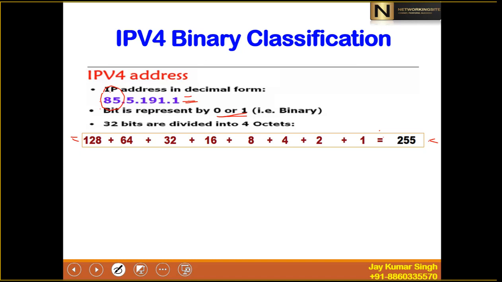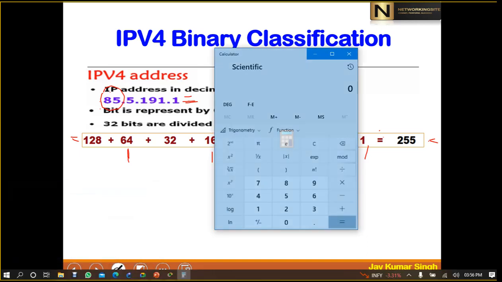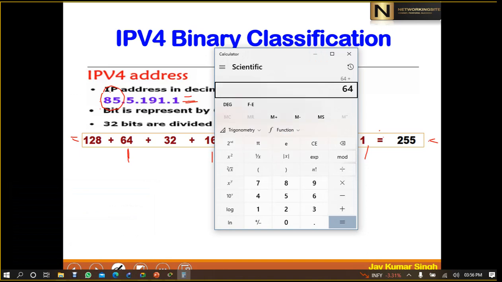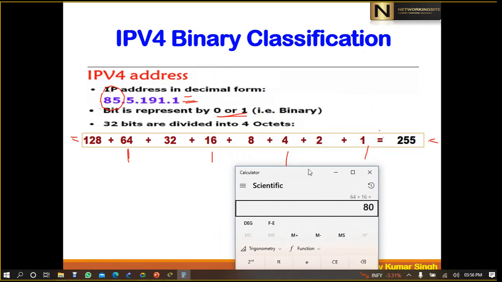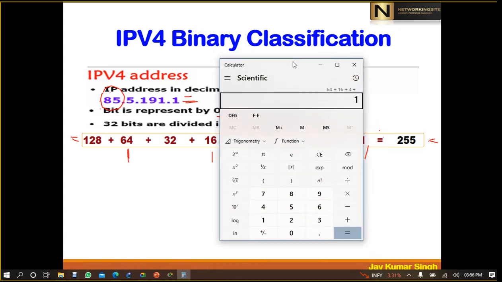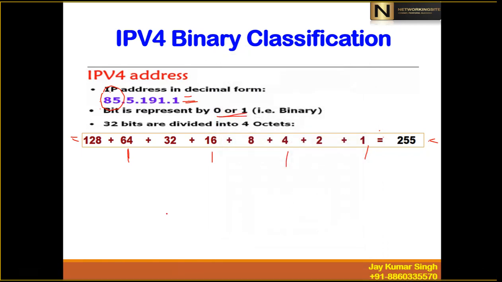I can pick 64, very good, 16, 4, and 1. Let's take your calculator: 64 plus 16, plus 4, plus 1. You got 85. The numbers which haven't matched will be 0. So this is the binary representation of 85: 01010101. Now for 5, tell me.